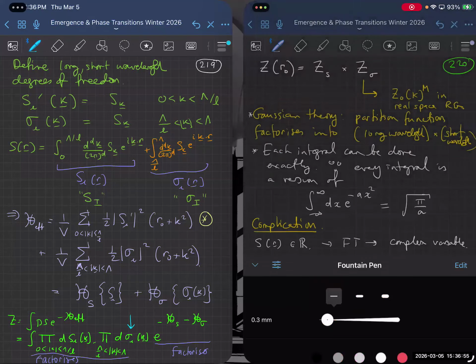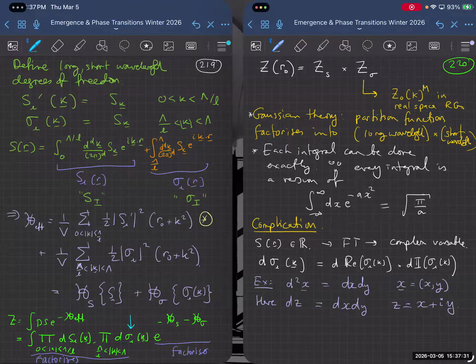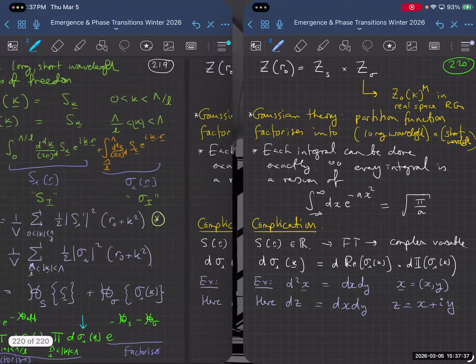So just make sure you know how to think about that. Well, you know that if I have the integral d two x, where x is a two-dimensional vector, then that is equal to dx dy, where x is equal to x and y. So here we have dz is equal to dx dy, where z is a complex number, x plus iy. So if I have an integral over a complex variable, I'm integrating over the real and imaginary parts.